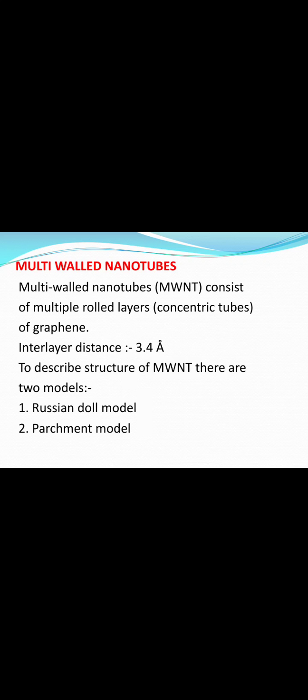And the second one is multi-walled carbon nanotubes. The multi-walled carbon nanotubes consist of multiple rolled layers, that is, concentric tubes of graphene. The interlayer distance is 3.4 angstroms. To describe the structure of multi-walled nanotubes, there are two models. The first one is the Russian doll model. The second one is the parchment model.